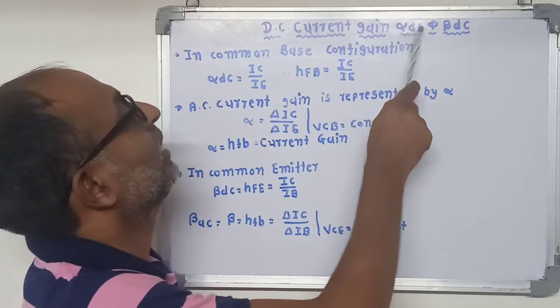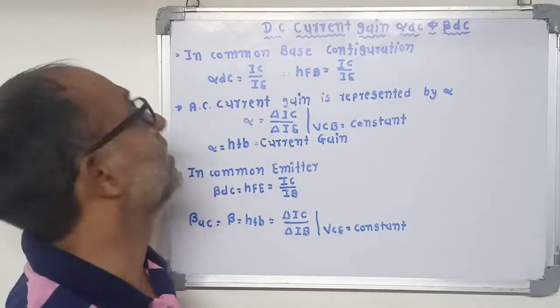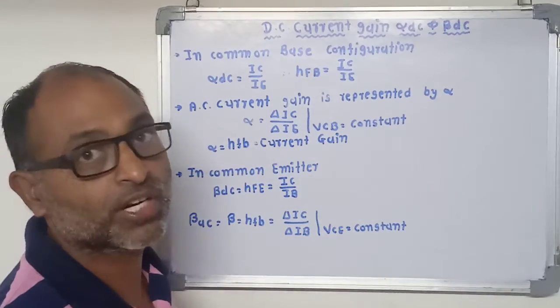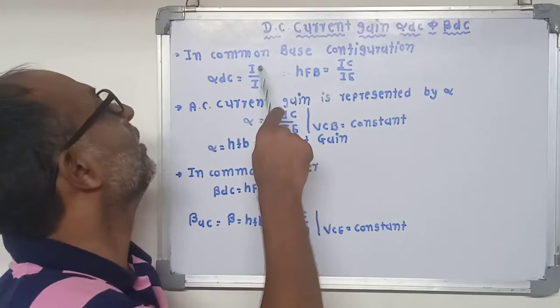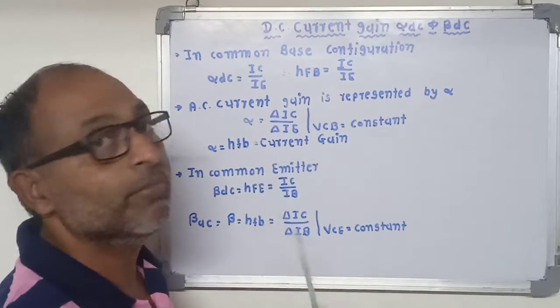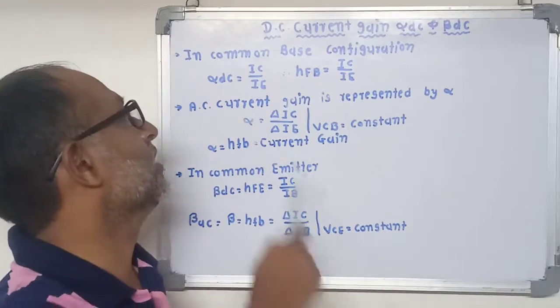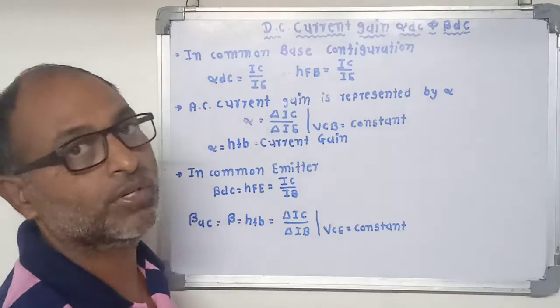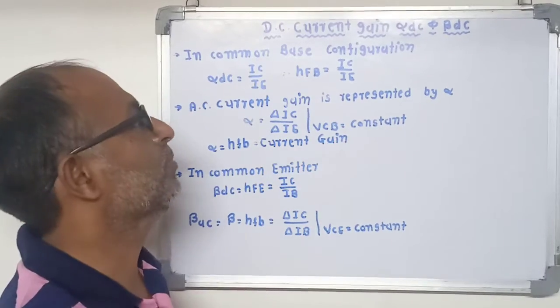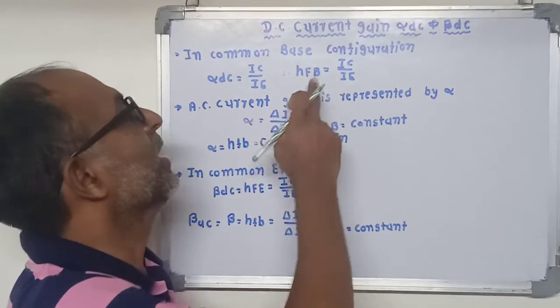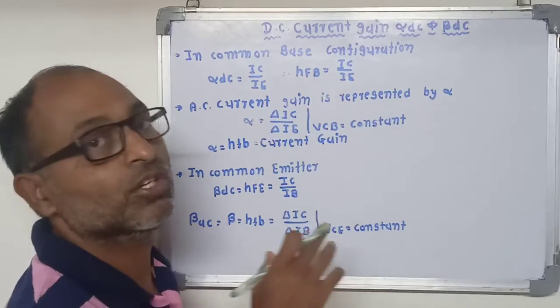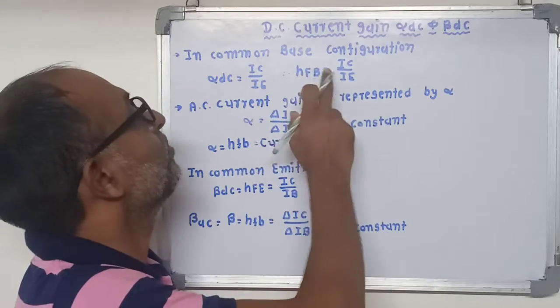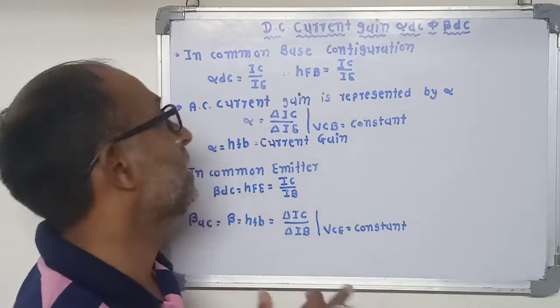DC current gain: alpha DC and beta DC. In common base configuration, the ratio between collector current to the emitter current is known as alpha DC. Now this alpha DC also can be represented by hFB, capital FB. So we can write hFB is equal to IC by IE.